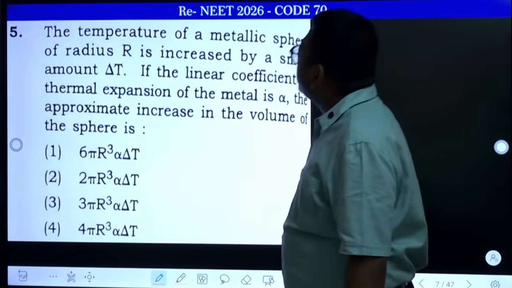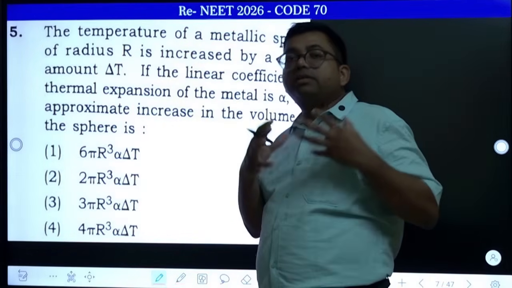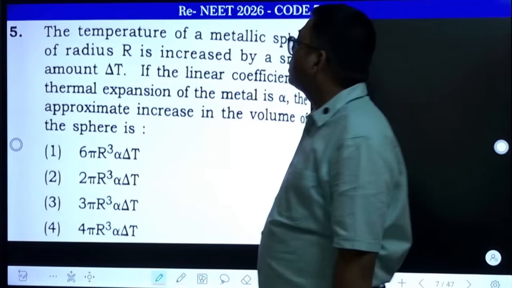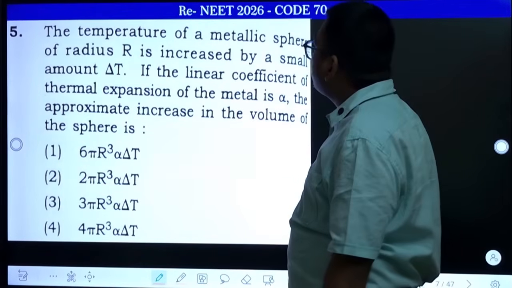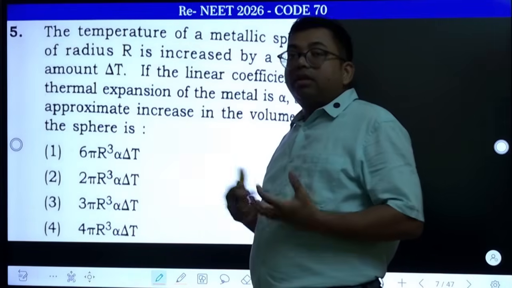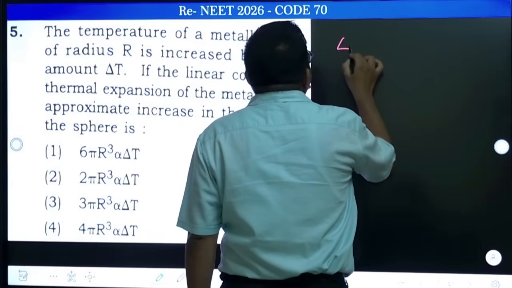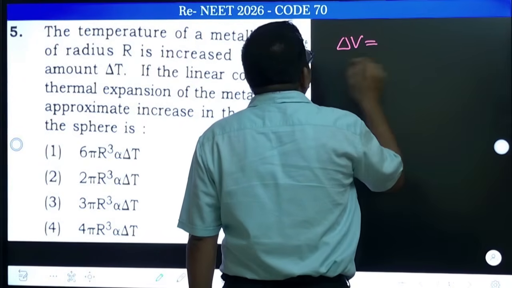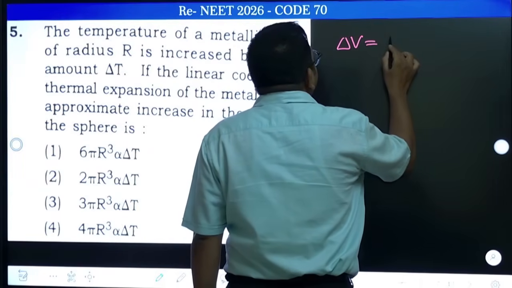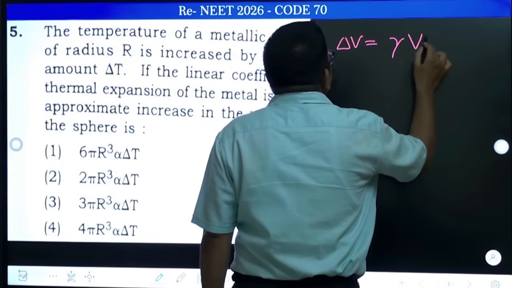Let us move next. The temperature of a metallic sphere of radius r is increased by a small amount delta T. So some sphere is there and you are increasing the temperature of that by delta T. The linear coefficient of thermal expansion is alpha. They are asking the approximate increase in volume. So that means we know delta V is gamma times original volume times delta T.